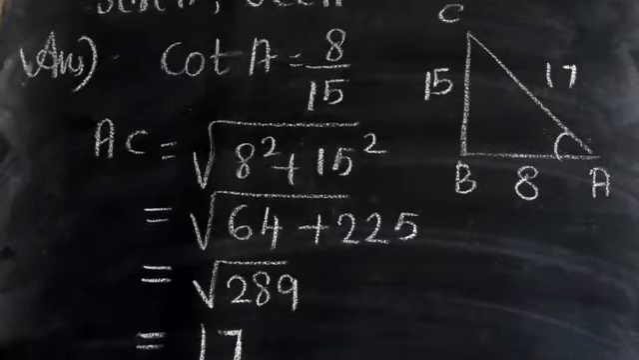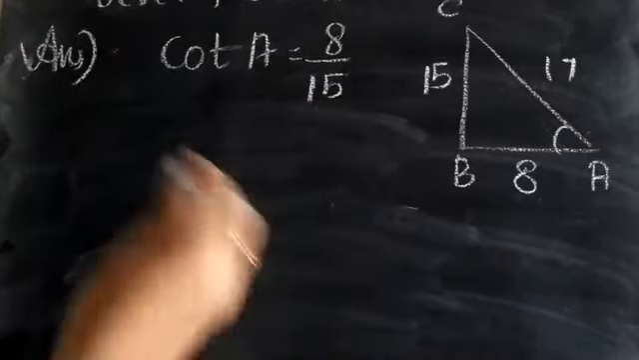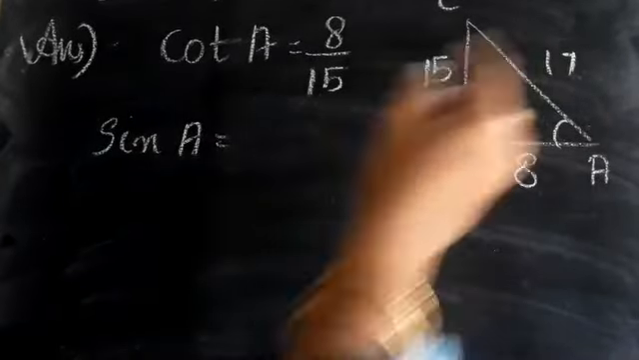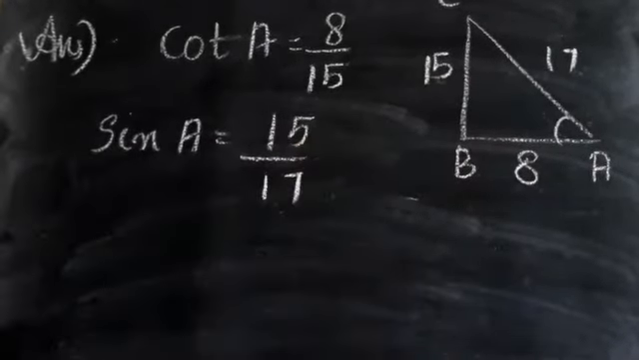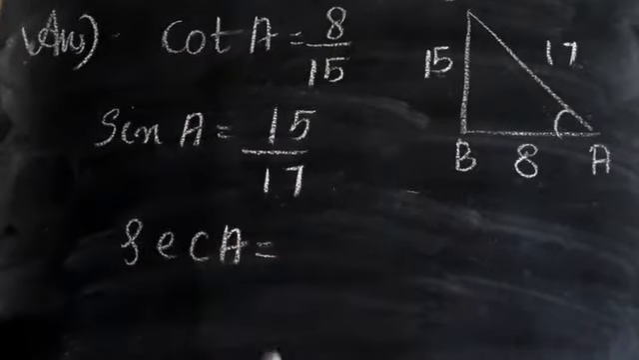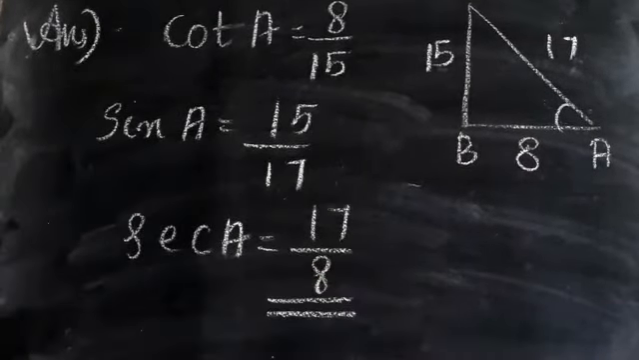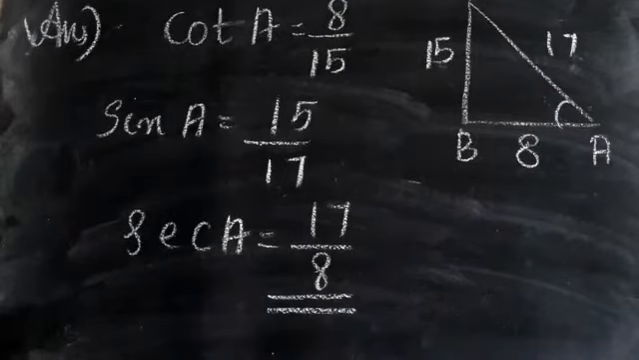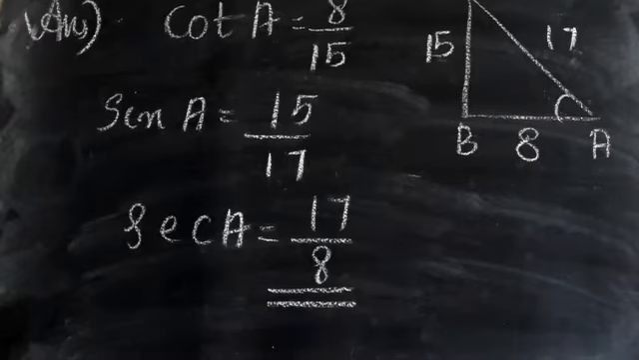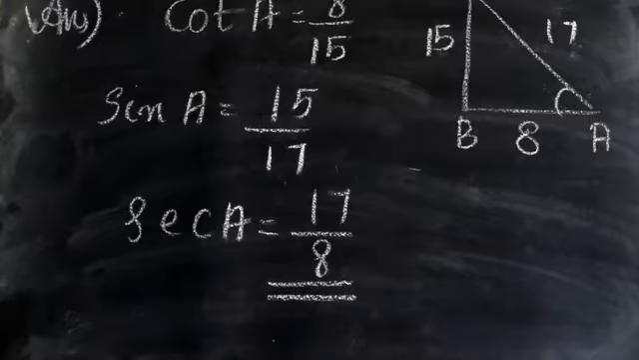And after that you have to calculate sin A and sec A. So what is sin A? Sin A is equal to opposite side by hypotenuse. So what is the answer? 15 by 17. And the next one, sec A. Sec, what is the hypotenuse by adjacent side? 17 by 8. Okay. So if it is like that, 15 cot A is equal to 8, at first you rewrite the question as cot A is equal to 8 by 15. Then you can easily solve.